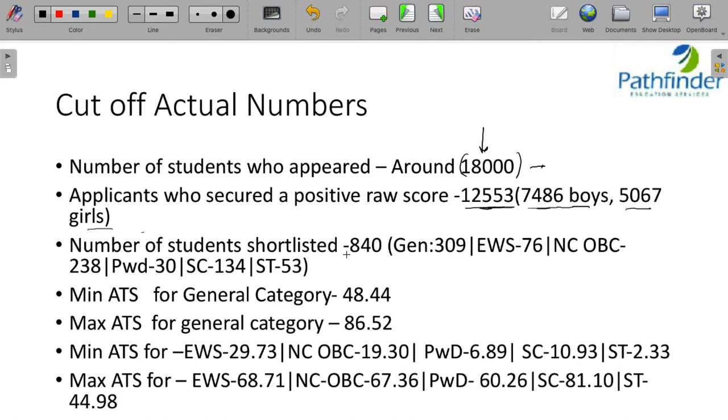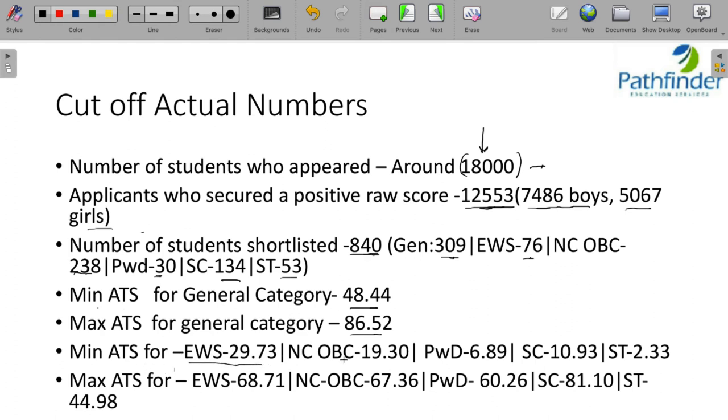Number of students shortlisted for PI 840, out of which 309 were from the general category, 76 from the EWS category, NCOBC 238, handicapped 30, SC 134, and ST 53. Now, what about the minimum scores? The minimum ATS for general category 48.44, maximum ATS for general category 86.52. Minimum and maximum ATS for the other segments are given here.